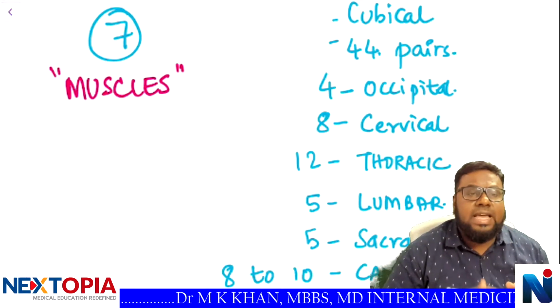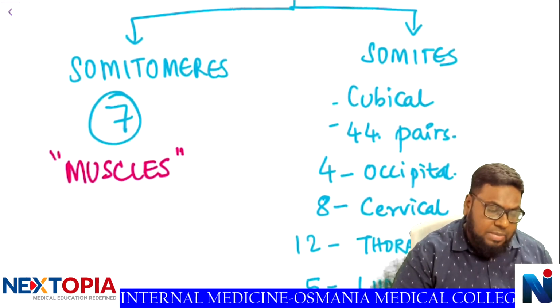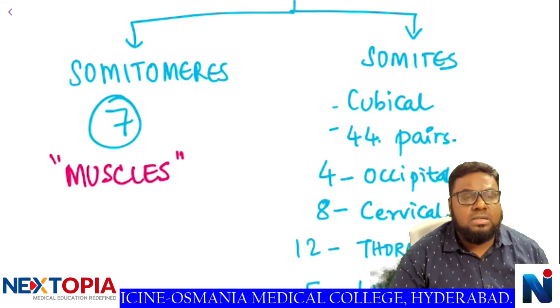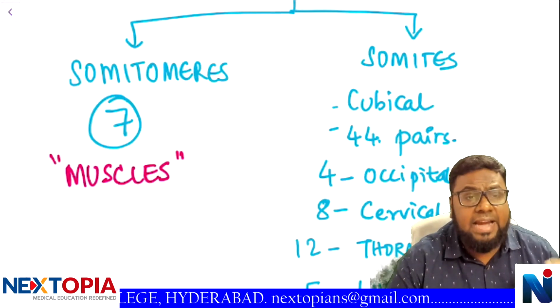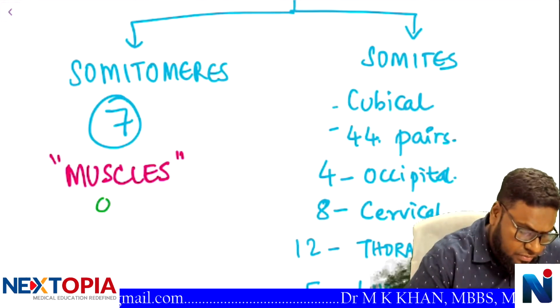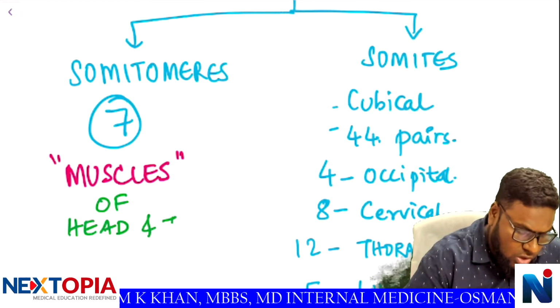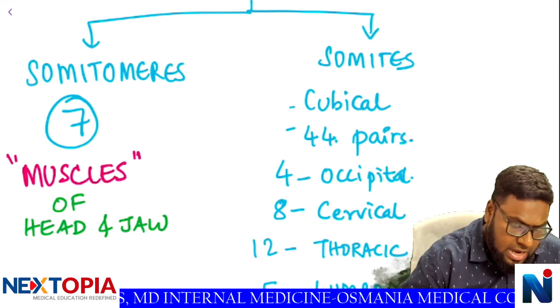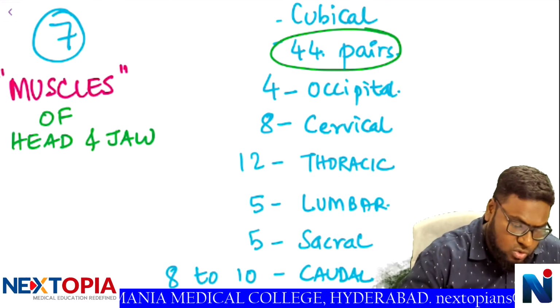The somite forms an axial skeleton. All right, each of these somites forms an axial skeleton. Please remember that somatomeres are responsible for formation of muscles of the head and jaw only. Somatomeres form the muscles of the head and jaw only, whereas muscles of the body are actually derived from these 44 pairs of somites.